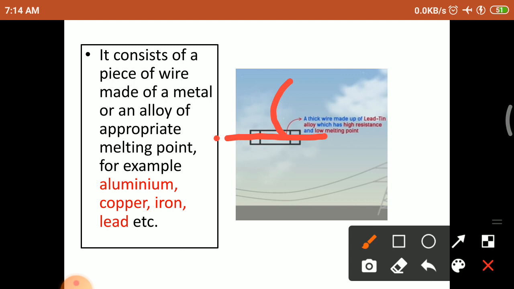It is a piece of wire made of a metal or alloy with an appropriately low melting point. The fuse wire always has a low melting point. It may be made of aluminium, copper, iron and lead. It is a very thin wire and it has a low melting point. It does not have a high melting point. It has a low melting point.